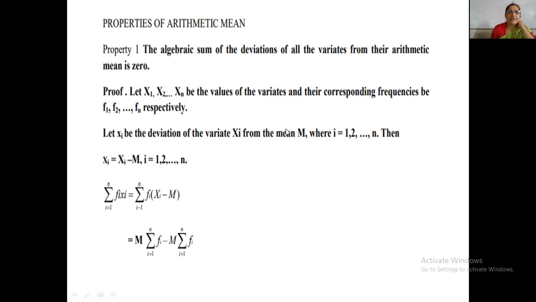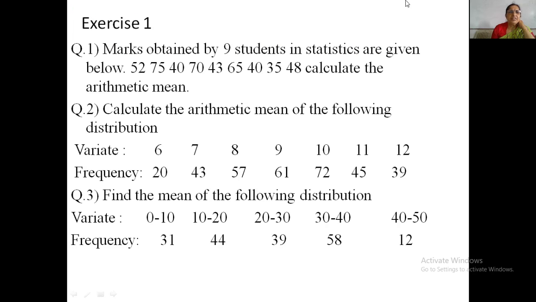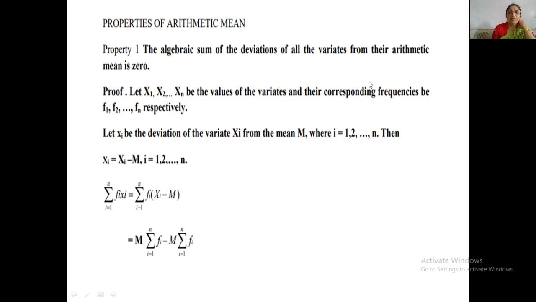Now, what are the properties of arithmetic mean? The first and most important property is that the sum of deviations of all observations from the arithmetic mean is always equal to 0. In this example, you compute the arithmetic mean for all these observations: 52 plus 75 plus 40 plus 70 plus 43 plus 65 plus 40 plus 35 plus 48, upon 9. Whatever mean you get, you take the deviation of each observation from that arithmetic mean, and if you take the sum of all these deviations, it will be equal to 0.